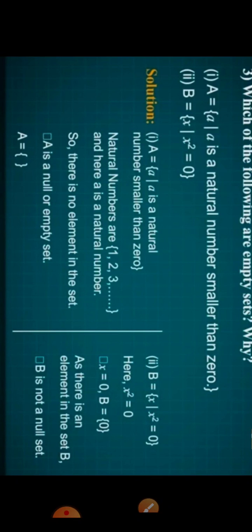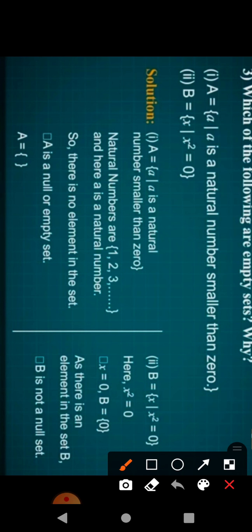Now question number 3. Which of the following are empty sets and why? A is a set such that A is a natural number smaller than 0, and second, B is equal to x such that x square is equal to 0. So one by one we will solve this.